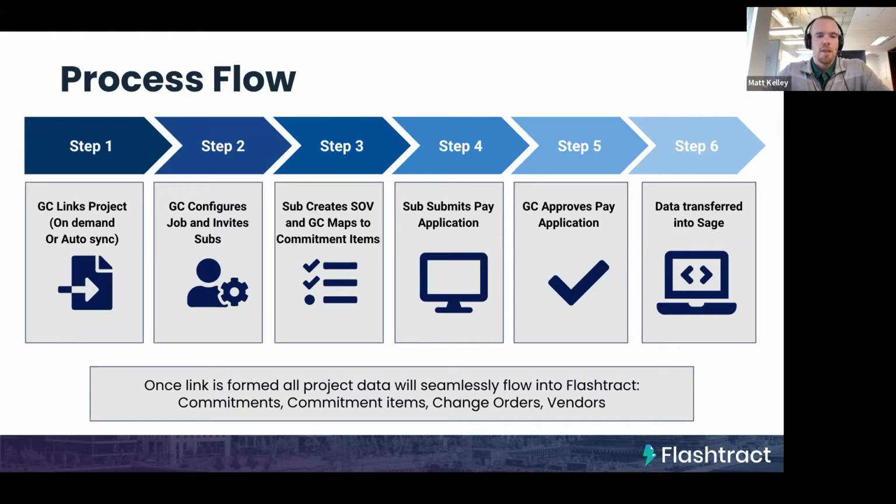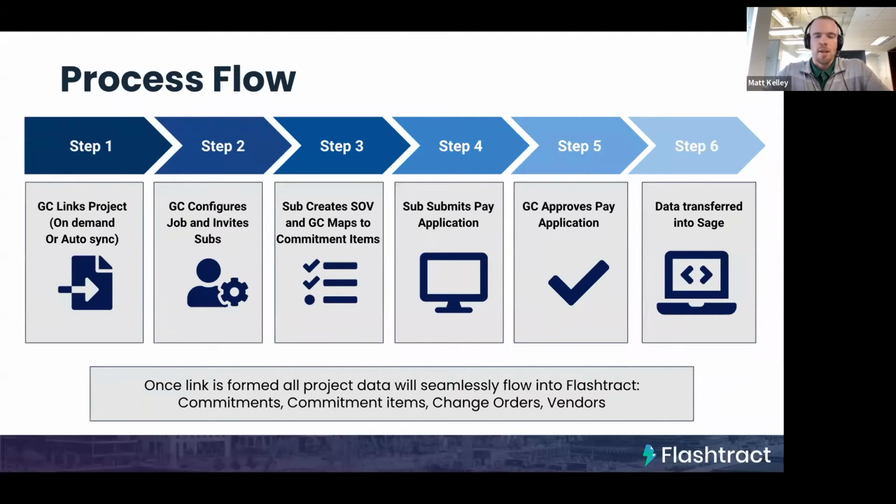Once you've invited your subcontractor, they can go in and they can set up their schedule of values. And then that schedule of values, typically in Sage, you're not tracking the cost at that level of detail. It's at that commitment item level of detail. So what we allow you to do is map that lower level of detail schedule of values to those commitment items, so that as the sub is billing against that schedule of values, we can push those costs back into Sage at that commitment item level of detail.